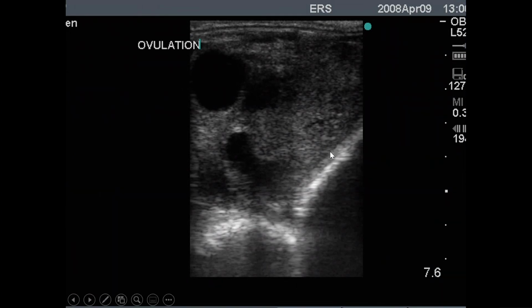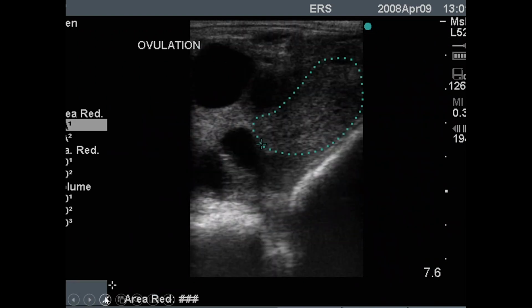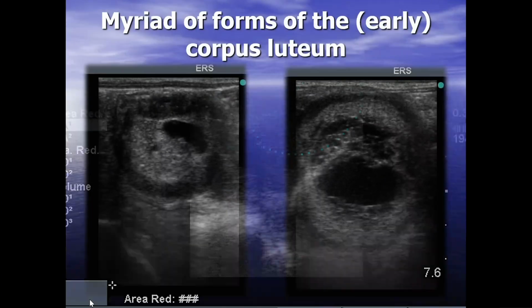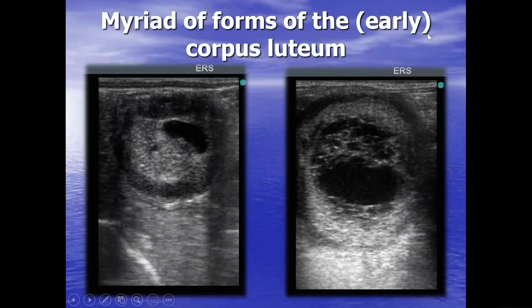Early CL, very recent ovulation, can be difficult to see. Look, a bit indistinct. I've outlined it there. It hasn't really had time to collapse and form. There are many forms of the early CL, and that poses a challenge in identifying an abnormal ovulation, which we'll talk about. We'll have a separate webinar on hemorrhagic follicles. There are many forms of the early CL.